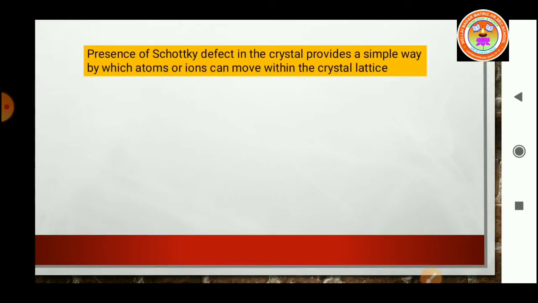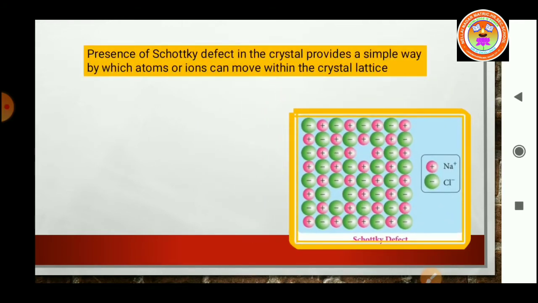So the last point in Schottky defects: the presence of Schottky defect in the crystal provides a simple way by which atoms or ions can move within the crystal lattice. See here, this is a diagram of Schottky defects. It is clearly indicated one missing Na+ in the crystal and another one missing Cl- in the crystal. Now clear what are Schottky defects? So stoichiometric defects are classified into two types. The first one, Schottky defect, is over.